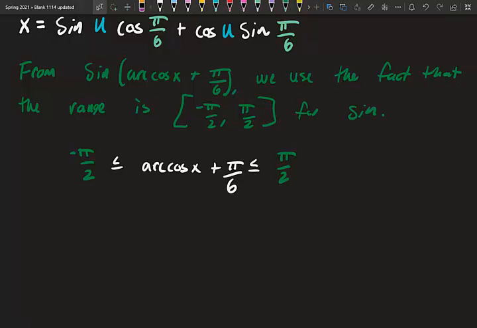So we subtract pi over 6 from both sides. We're left with negative 2 pi over 3 less than or equal to arc cosine x, and that's less than or equal to pi over 3.